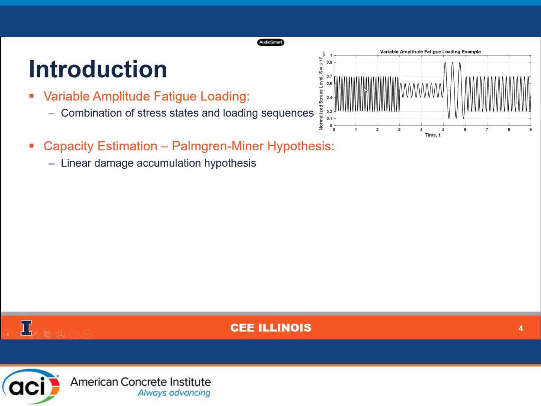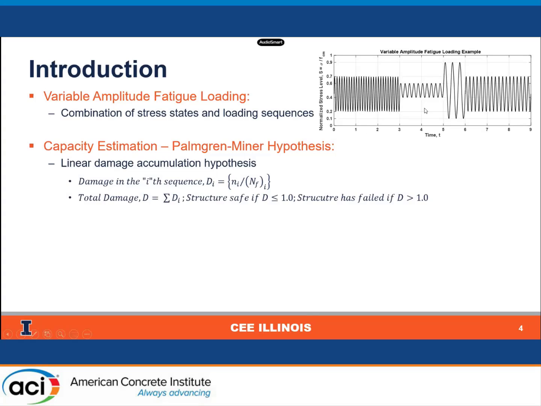So what it says is, if there were some N1 cycles in this first stress state, and if this first stress state had a failure number of cycles of NF1, then the damage is the ratio of N1 to NF1. Similarly, you can find the damage in each of these stress rates, and the total damage would be the sum of the individual damages. If this total damage is less than 1, the structure is safe. If the total damage is greater than 1, then the structure has failed. That is the basic idea.